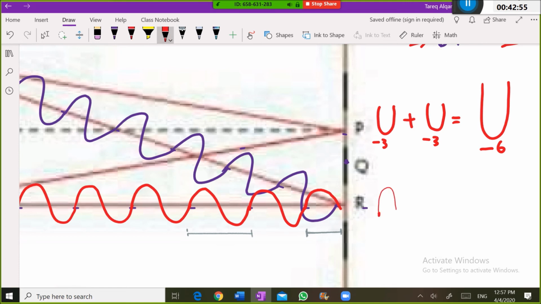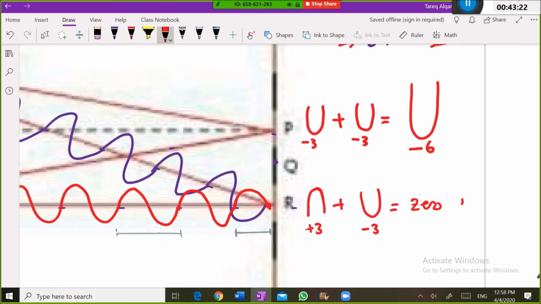we will have a crest, for example positive 3, with a trough, which will be negative 3. So at this point, guys, according to my scale of drawing they meet crest with trough. So what will the resultant displacement be here? Zero. The amplitude here is zero. If the amplitude here is zero, guys, I will see a dark region here. Why? Because if the amplitude is zero the intensity is zero. Here I will observe a brighter region. Why? Because the amplitude increased, so the brightness increased.